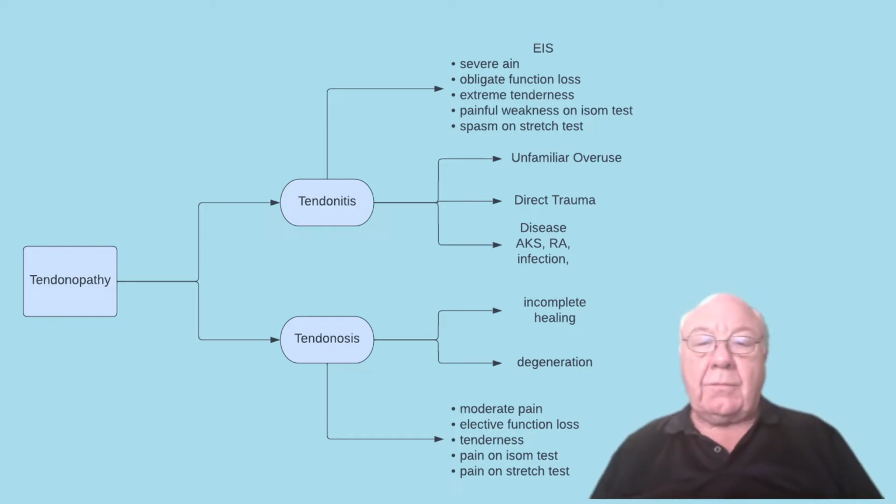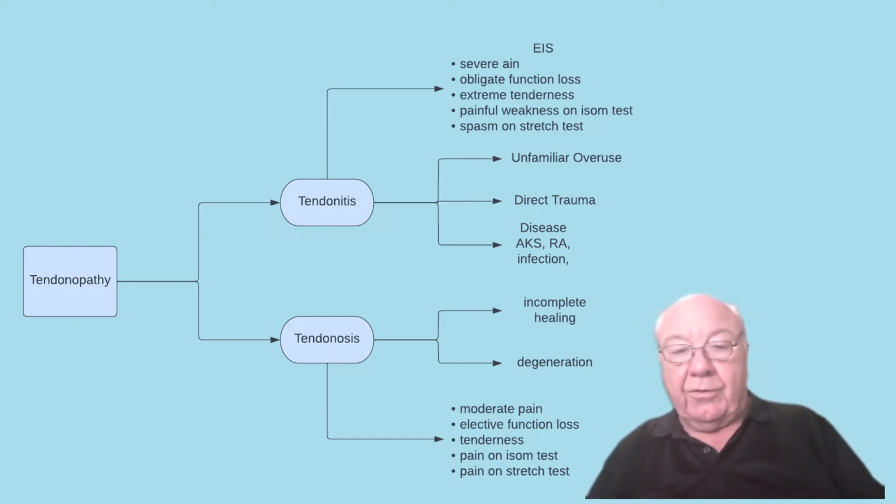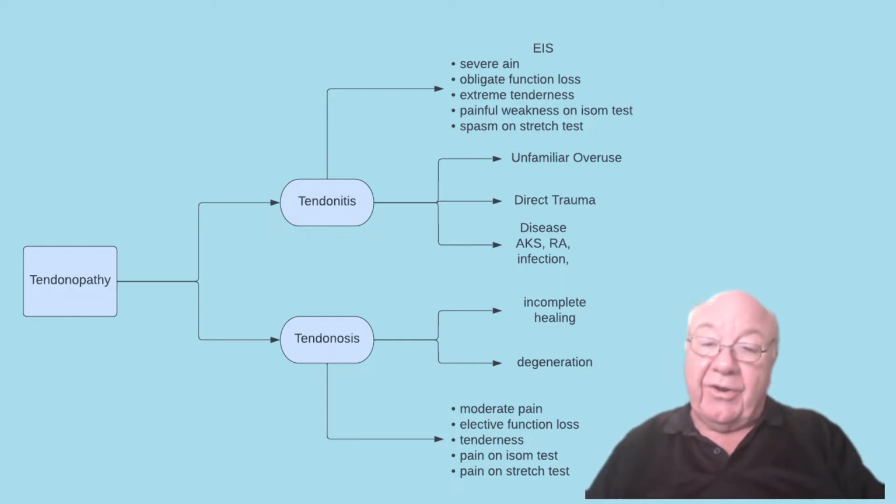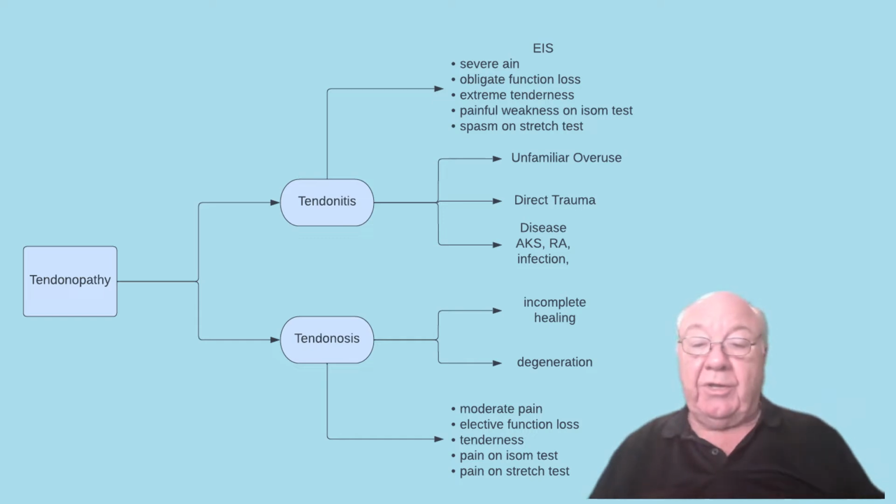So, tendinitis, this is much worse than a tendinosis. The pain is severe. There's obligate functional loss. They can't use that tendon, they just can't use it. If it's in the lower limb, they'll limp rather than walk. They won't be able to grip things, they won't be able to move the shoulder properly. They won't be able to do particular functions because of the pain.